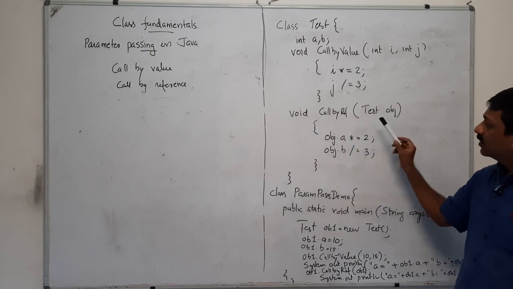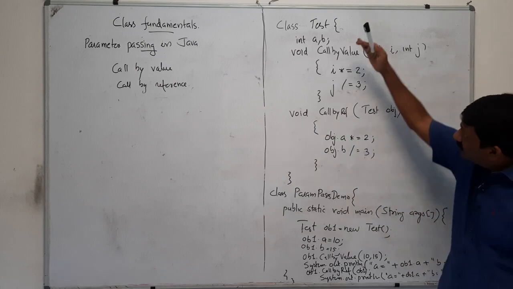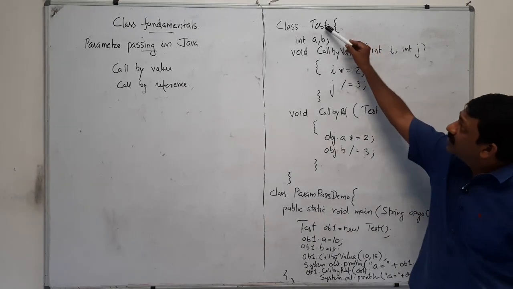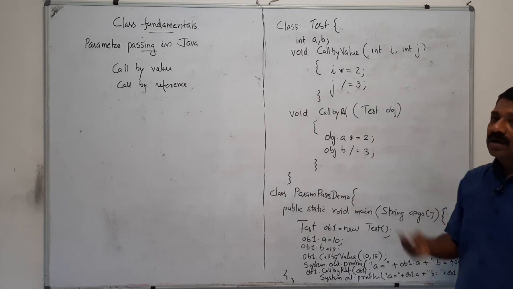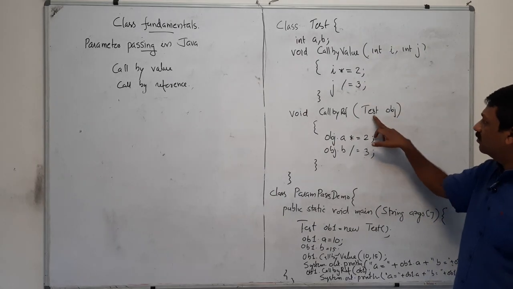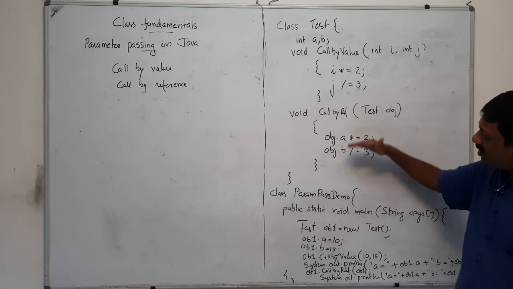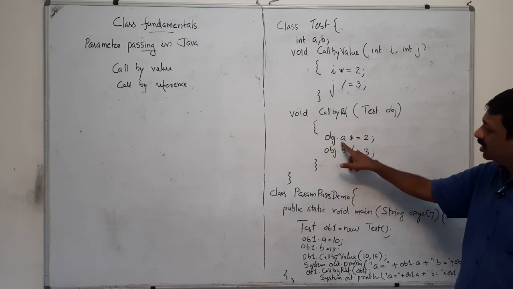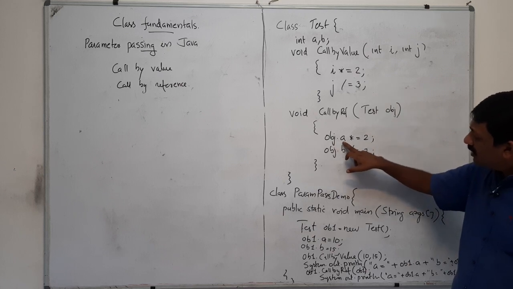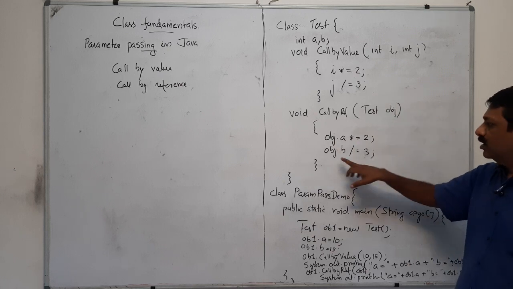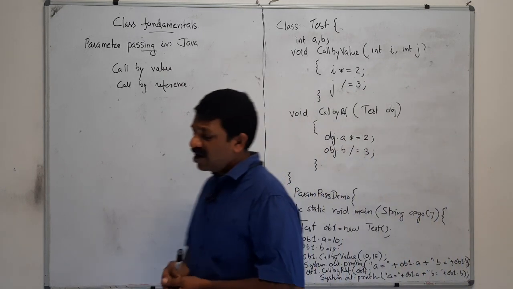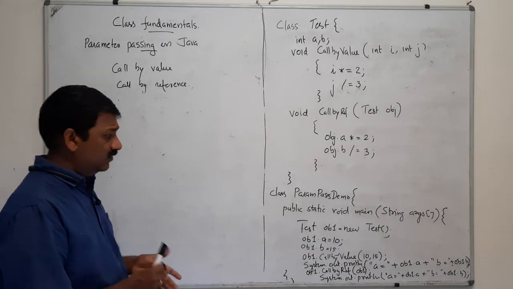Now this call by reference method is expecting an object of the same type, that means a Test object. Then obj.a *= 2 and obj.b /= 3, which means in this object the property a is multiplied by 2 and property b is divided by 3. How this is working, we are going to discuss.